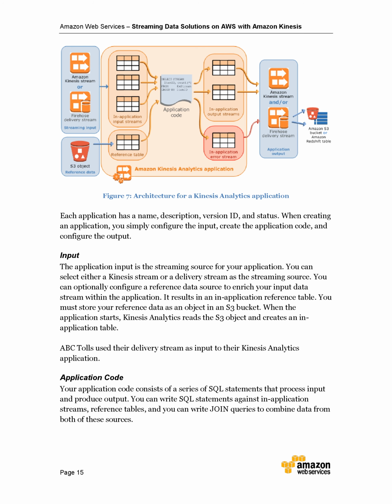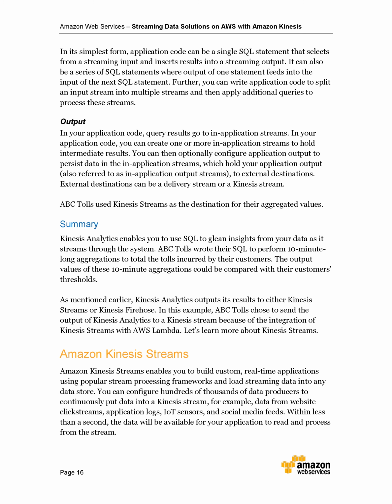Application code: your application code consists of a series of SQL statements that process input and produce output. You can write SQL statements against in-application streams, reference tables, and you can write join queries to combine data from both of these sources. In its simplest form, application code can be a single SQL statement that selects from a streaming input and inserts results into a streaming output. It can also be a series of SQL statements where output of one statement feeds into the input of the next SQL statement. Further, you can write application code to split an input stream into multiple streams and then apply additional queries to process these streams.